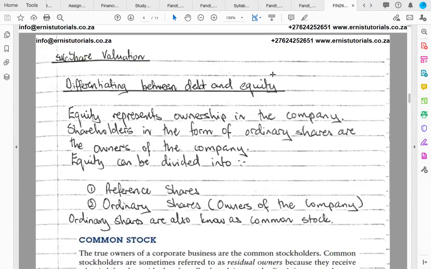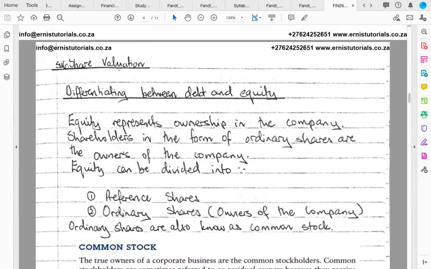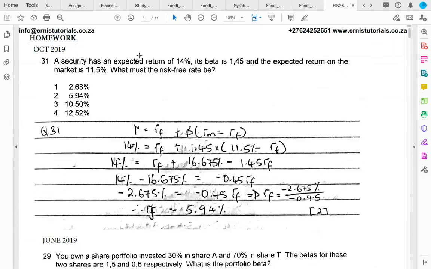Study unit 6 is known as share valuation, determining the price or the prices of shares. And once again, your calculator will be very, very important in helping you to understand and follow the concepts associated with share valuation. So we can start going through.